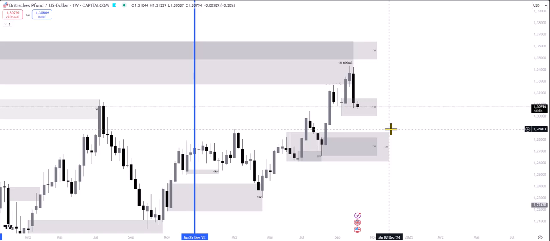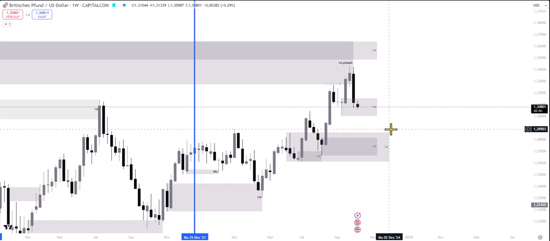But market structure does not change. Entry models change based on different strategies, but market structure never changes. Once you understand market structure, we go to the next step.